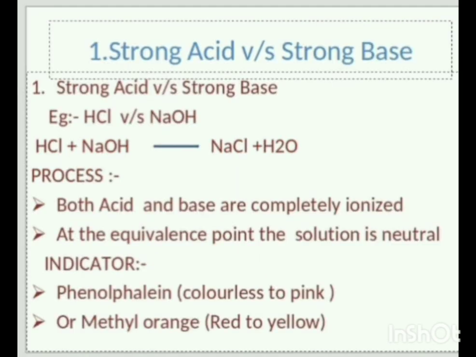First one is strong acid versus strong base. Example, HCl versus NaOH. Process, HCl plus NaOH gives NaCl plus H2O. Both acid and base are completely ionized. At the equivalence point, the solution is neutral. Indicator, phenolphthalein: colorless to pink, or methyl orange: red to yellow.